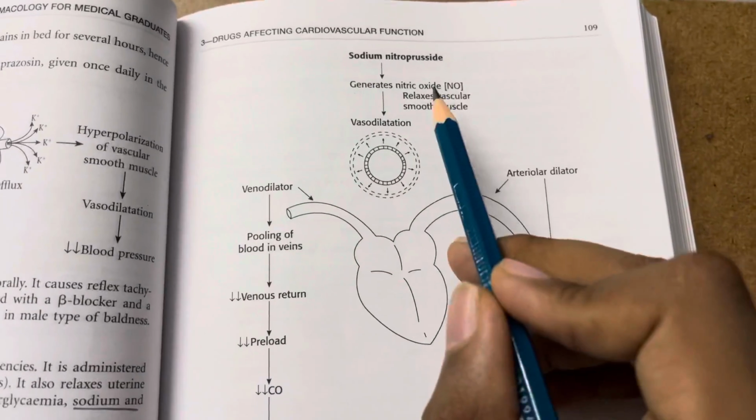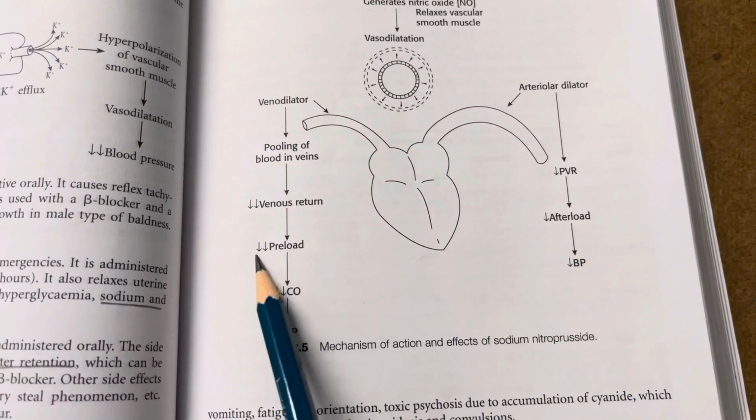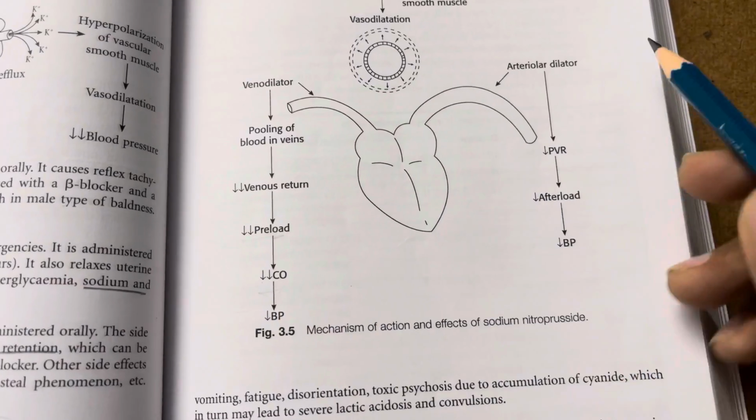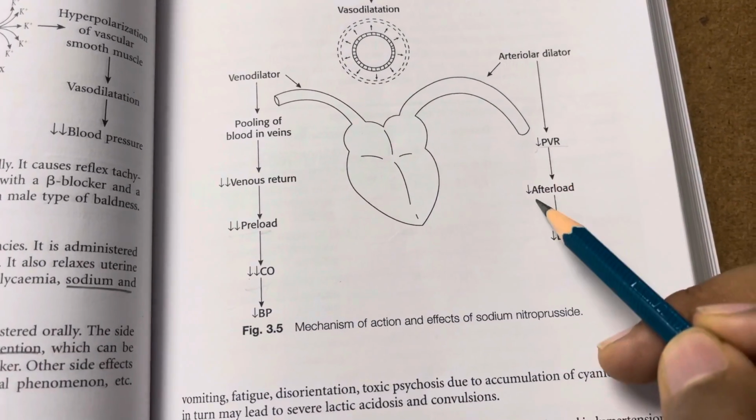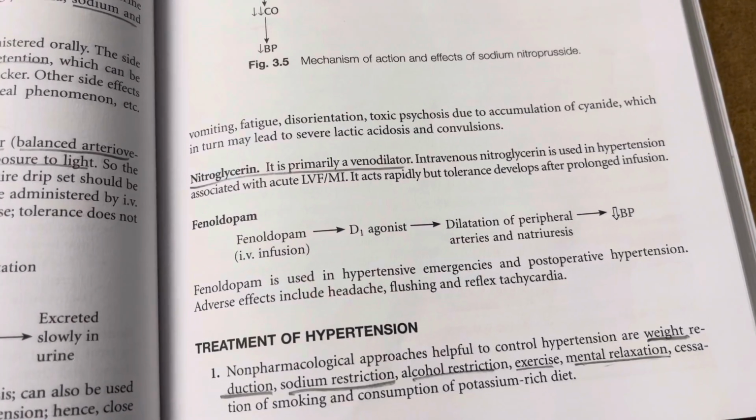Basically sodium nitroprusside generates nitric oxide. Venodilation causes a decrease in the preload and cardiac output and hence BP. Arteriolar dilation reduces the afterload and hence decreases BP. Nitroglycerin is primarily a venodilator.